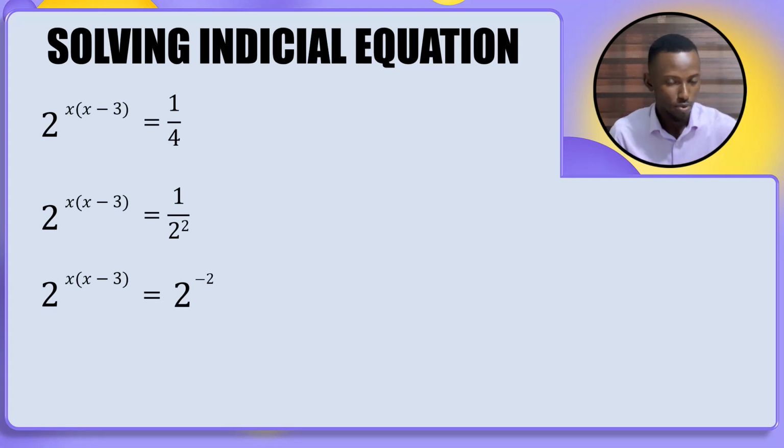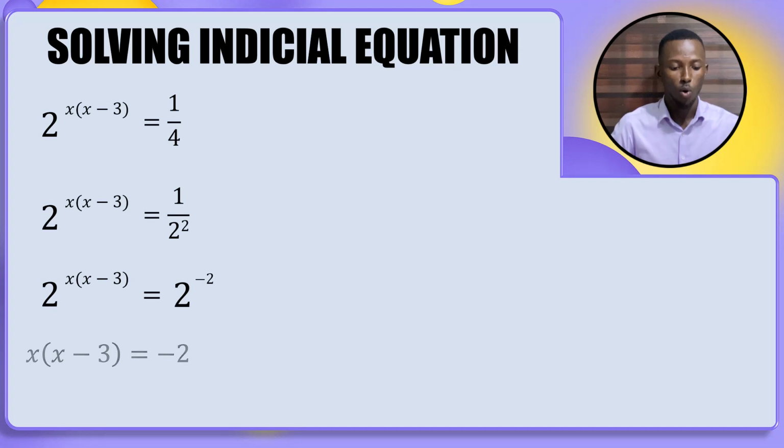So at this step, we can see that the bases are now the same. On our left and our right, the bases are all 2, which simply means that we can compare the exponents now. The exponent on my left is x, bracket opens, x minus 3. And on my right, the exponent is negative 2. So that means the exponents are the same. But what do we do?